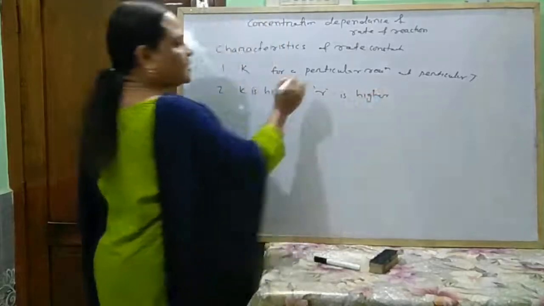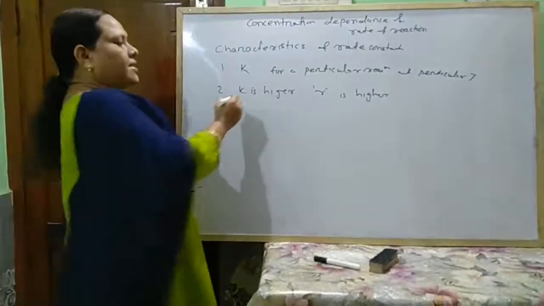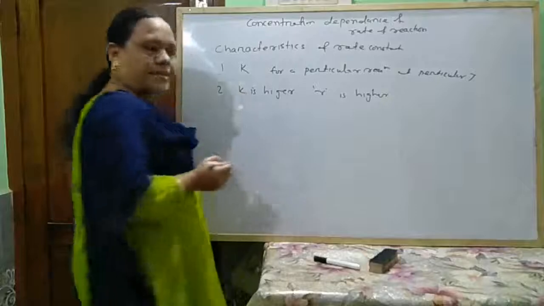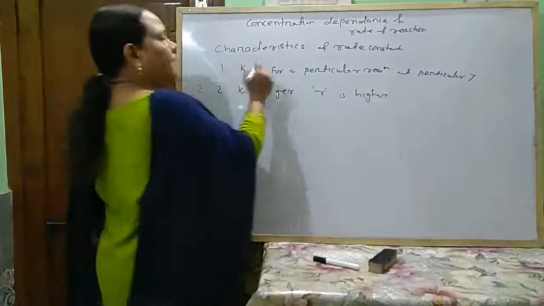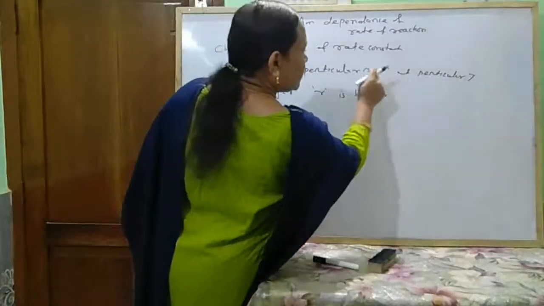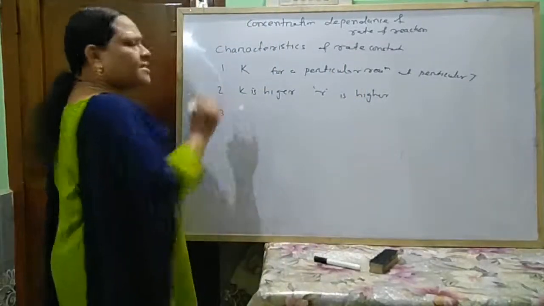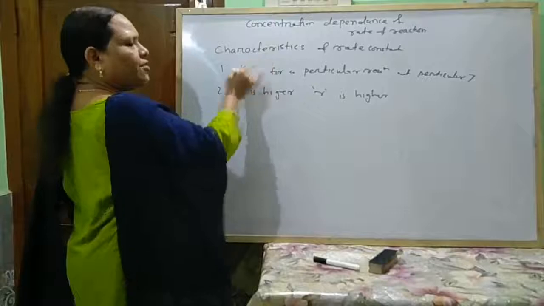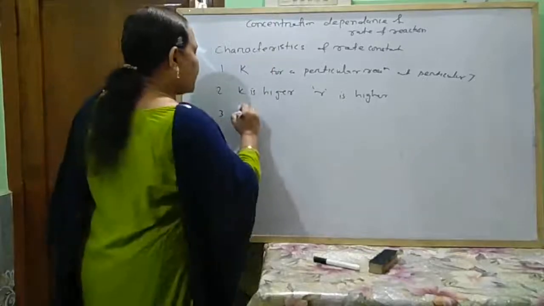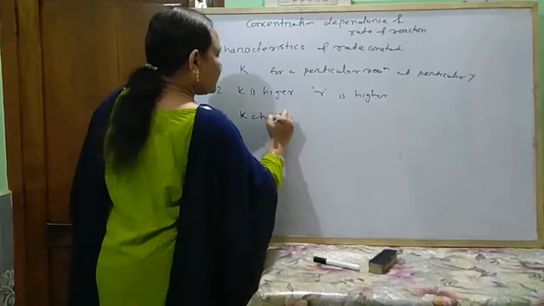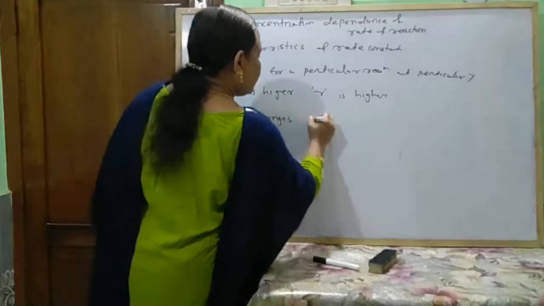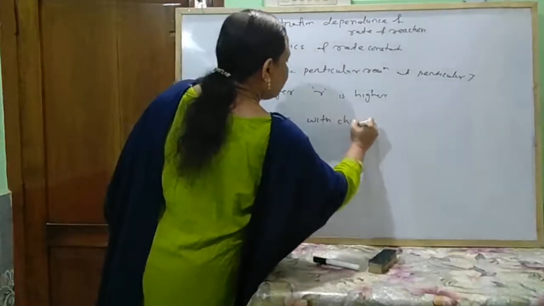So it expresses the rate of reaction. If the K value is higher, then the rate is higher. Next, K for a particular reaction is constant at a particular temperature. Next, with the change in temperature, this value of K changes. So K changes with change in temperature.